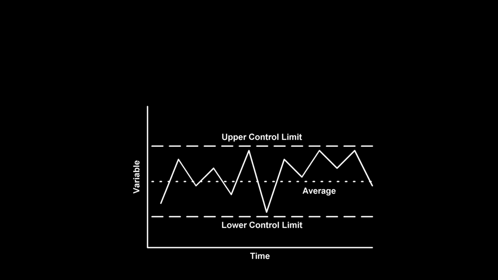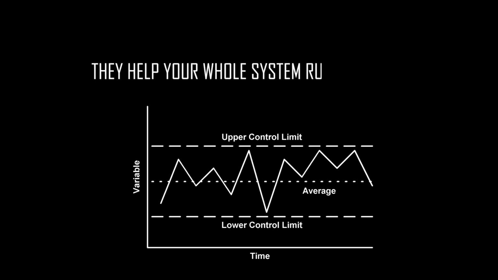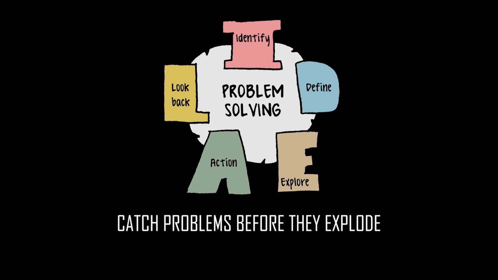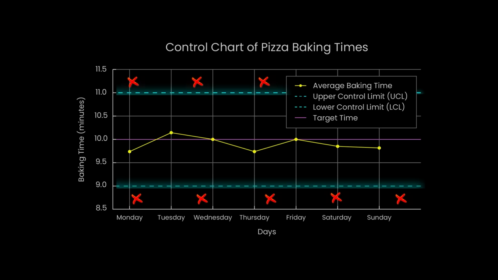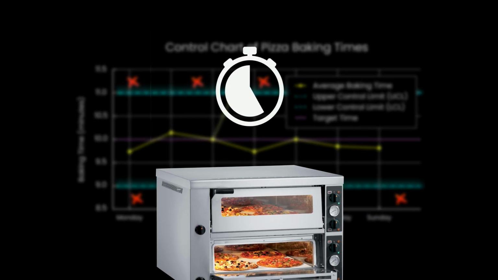But control charts do more than catch errors. They help your whole system run smoother. Here's how. 1. Early warning system. Catch problems before they explode. You see changes in the data before the damage hits. If our pizza chart shows baking times creeping toward 11 minutes, you fix the timer before pizzas burn during the weekend rush.